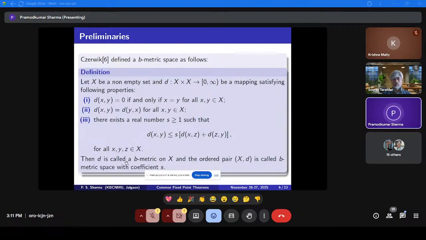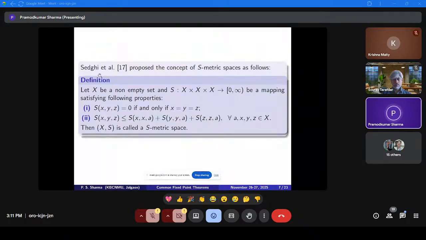So if d satisfies these three conditions, then d is called a b-metric on X, and the pair (X, d) is called a b-metric space with the coefficient s. Sedghi et al. proposed the concept of S-metric space as follows.